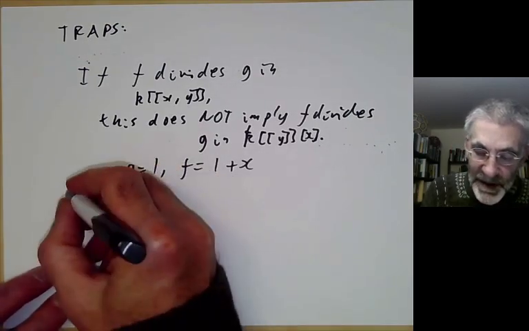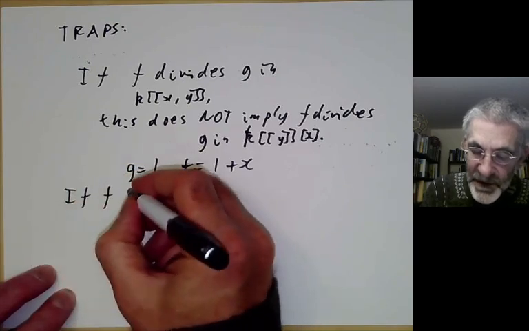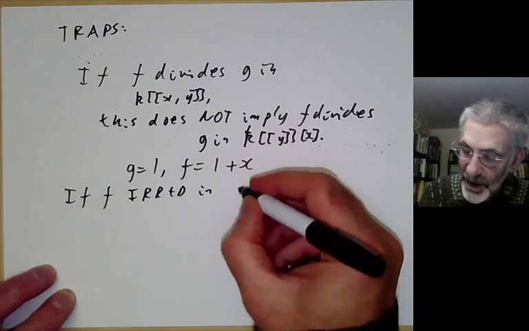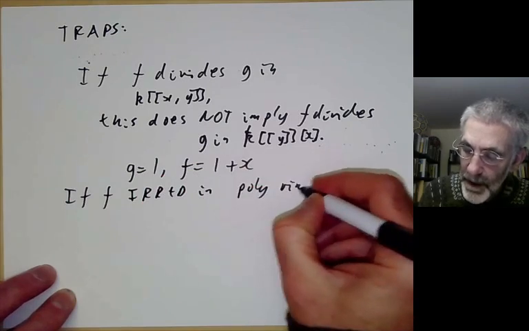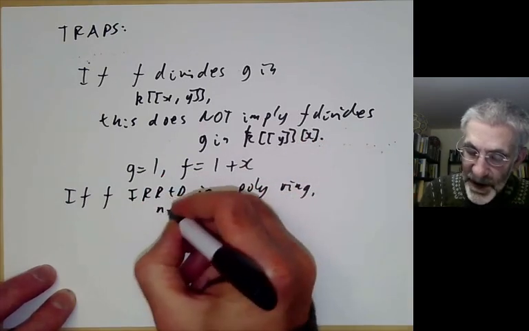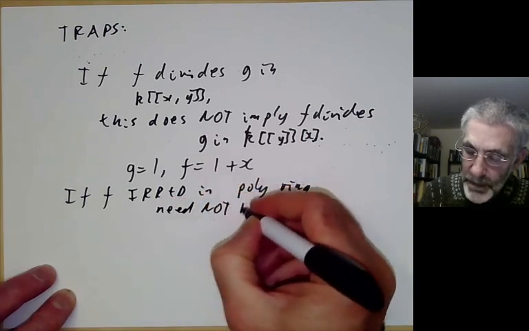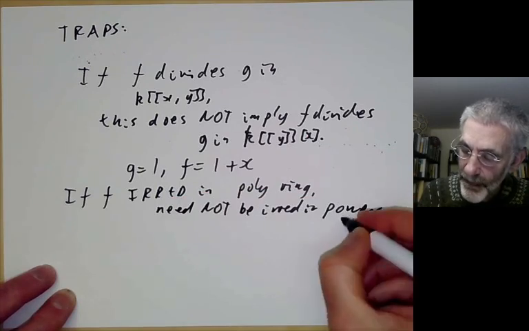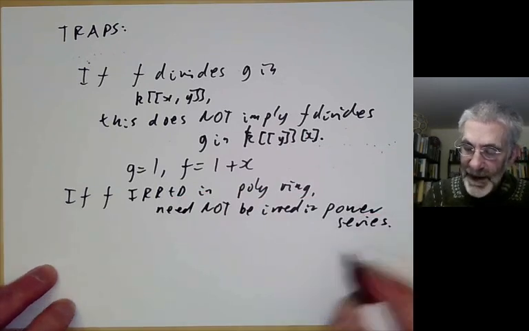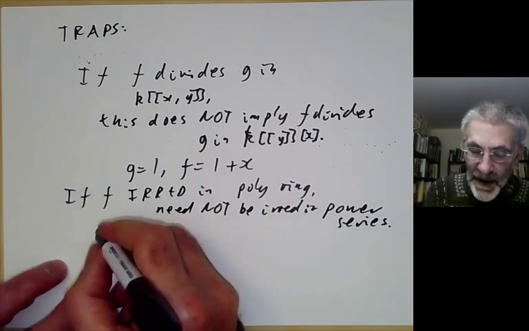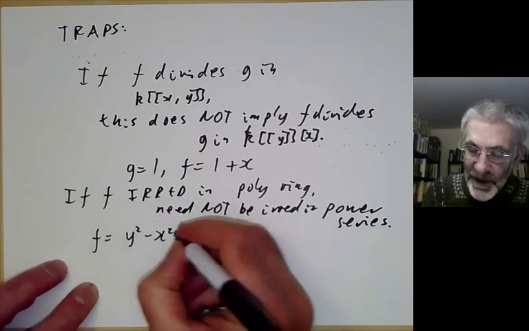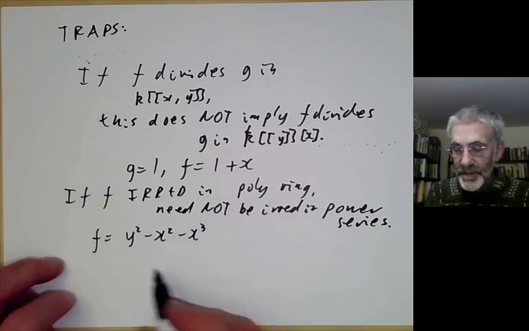Another example is that if F is irreducible in the polynomial ring, it need not be irreducible in the power series ring. And a typical example of this is F equals y squared minus x cubed.